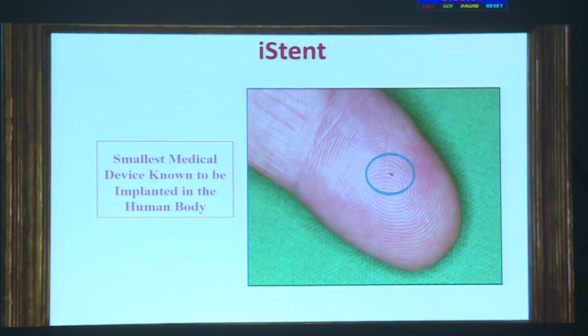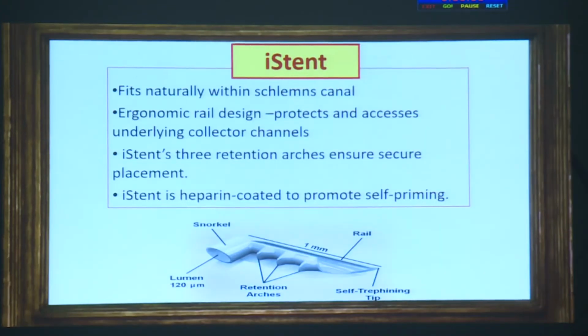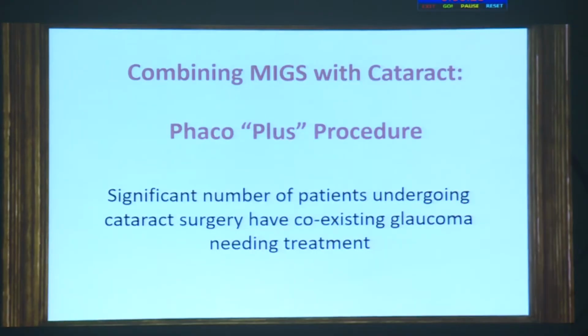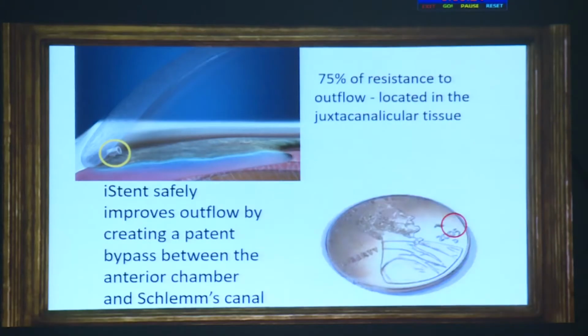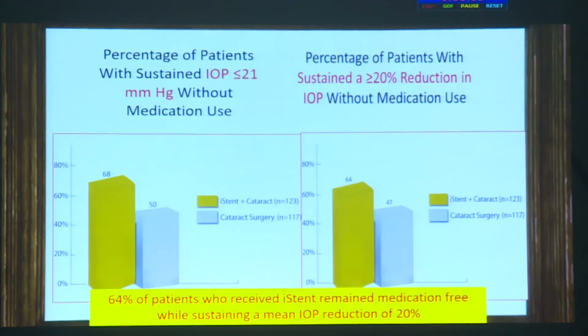iStent is the smallest implant known to the body, and it has 3 ridges which fix it into Schlemm's canal. It is heparin coated to promote self-priming, and it should be used as a combined surgery with phaco surgery. See what the problem is in open angle glaucoma: even the juxtacanalicular tissue is affected. So just putting something there will not work, while this iStent will bypass this and give us outflow facility, and the results are shown in this slide.